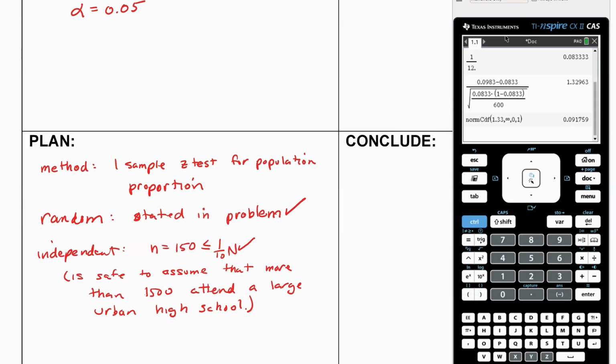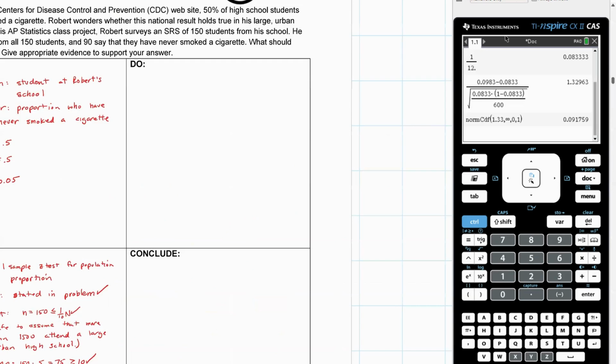All right. And then our normal check. Remember we say n times p, which in this case is 150 times 0.5, which is 75. 75 is greater than or equal to 10. Get a check mark there. And then n times 1 minus p, which is 150 times 1 minus 0.5, which is still 75 and is still greater than 10. So we meet all the conditions for this test. Let's go ahead and do our calculations.